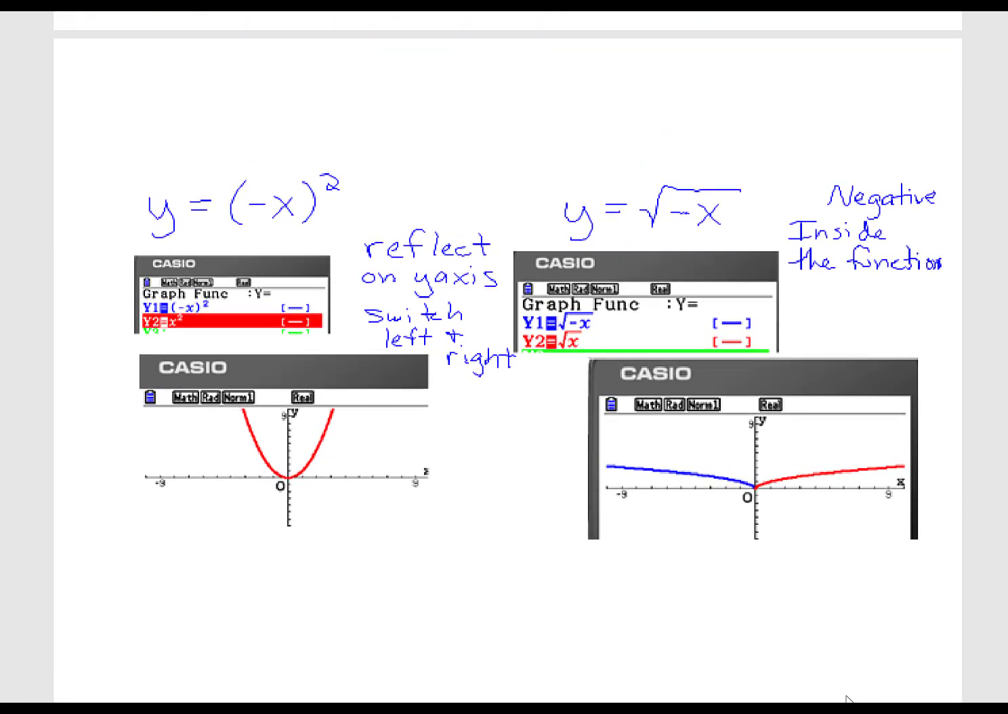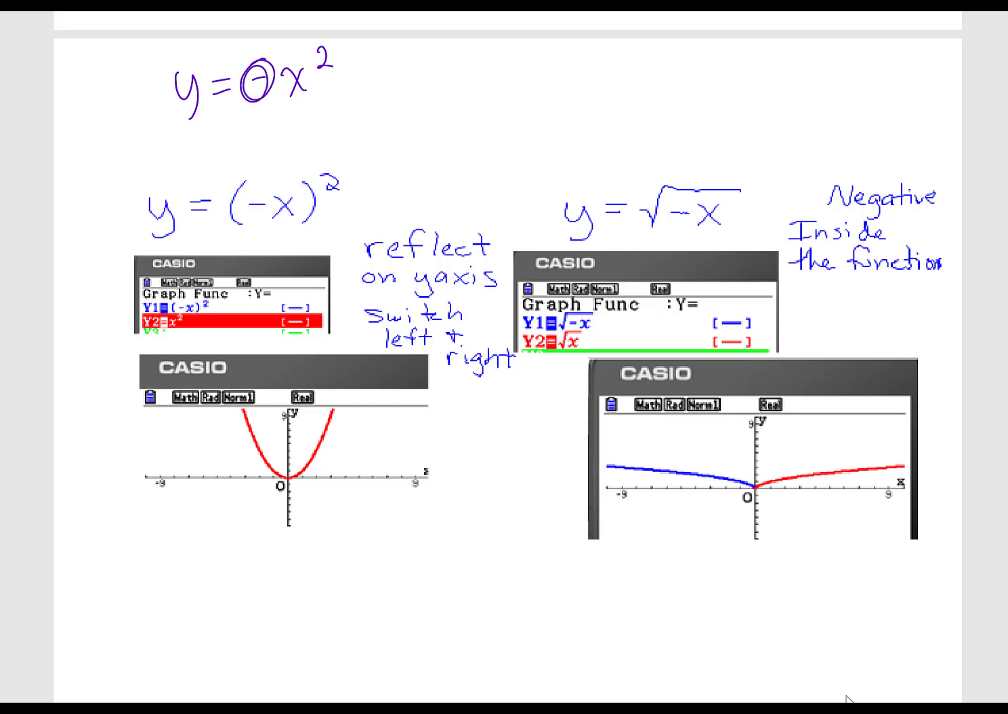Okay, so this is just some examples of that reflection, but now we're reflecting on the y-axis, so left, right. So notice now, before we had this, right, y equals negative x squared.